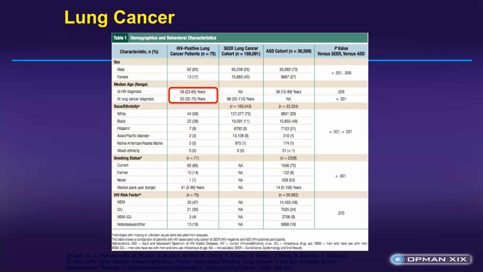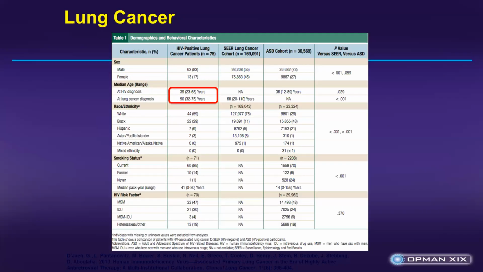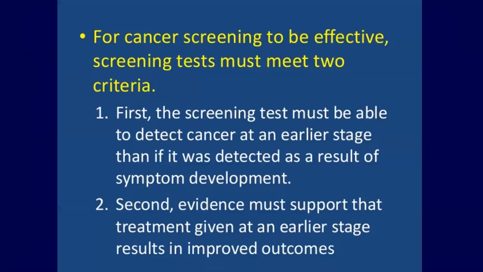So this is really striking and needs us to be aware and vigilant for patients younger than we ordinarily think. So based on lung cancer study group recommendations, how should we screen this patient for lung cancer? So here's a number of things that have been tried, and we'll bring it on home to what we think might work. So should we get an X-ray?